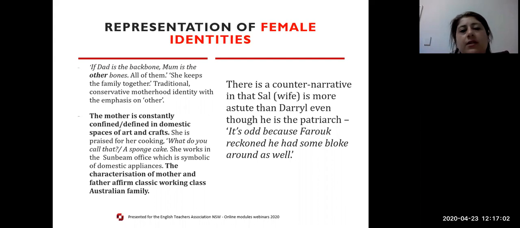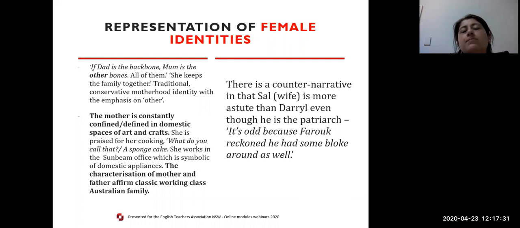But I'm going to look at the idea that she is quite valued, but she represents, again, a conservative view of women in the family. She's constantly defined in the domestic spaces, in the passive spaces, and she's praised again for her cooking. So what she does is affirm the working class identity of the way females are viewed in early Australia, a nostalgic view of women, I suppose.